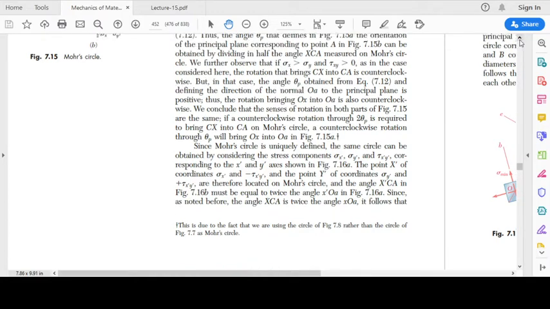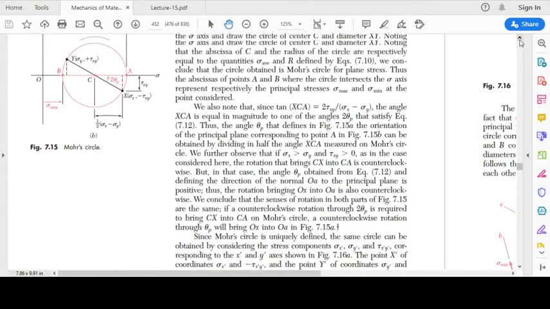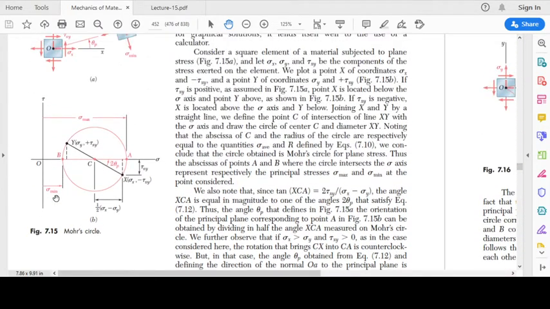We can also find stresses on any oblique plane which is making some angle with the, say, vertical plane or with the horizontal plane. Say we want to find stresses on a plane which is making an angle of 30 degrees with the vertical plane. Cx is representing the vertical plane.